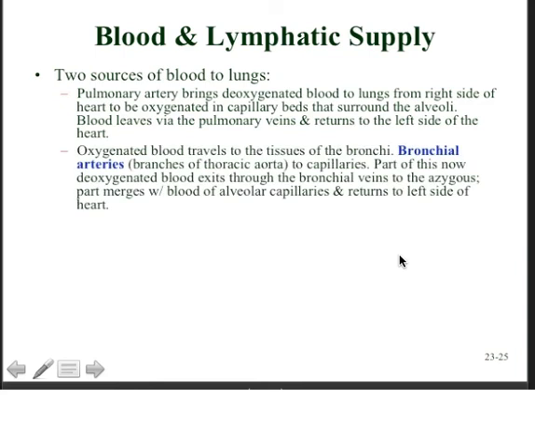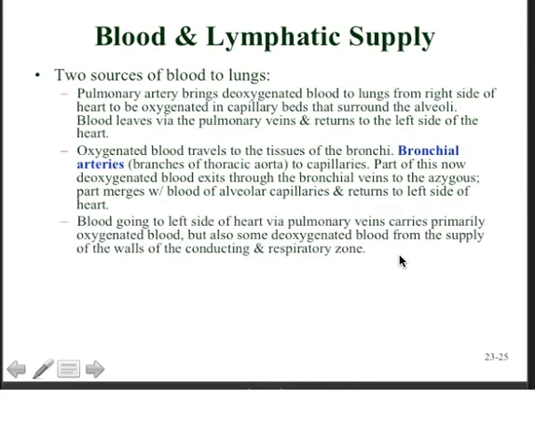Oxygenated blood travels to the tissues of the bronchi via the bronchial arteries, which are branches of the thoracic aorta, to the capillaries. Part of this now deoxygenated blood exits through the bronchial veins to the azygos, and this part merges with blood of the alveolar capillaries and returns to the left side of the heart. Blood going to the left side of the heart via the pulmonary veins carries primarily oxygenated blood, but also some deoxygenated blood from the supply of the walls of the conducting and the respiratory zone.